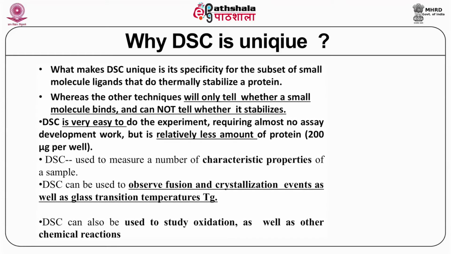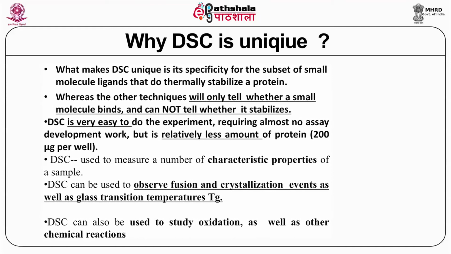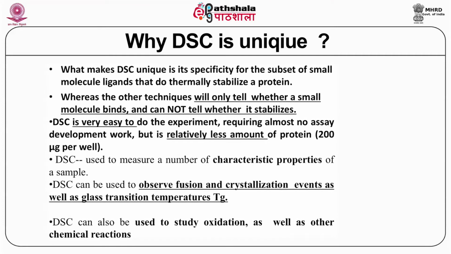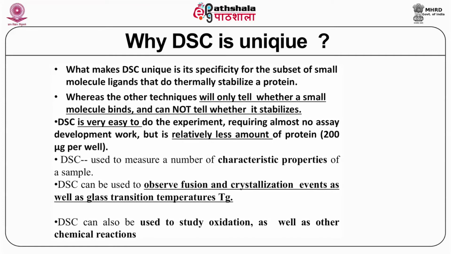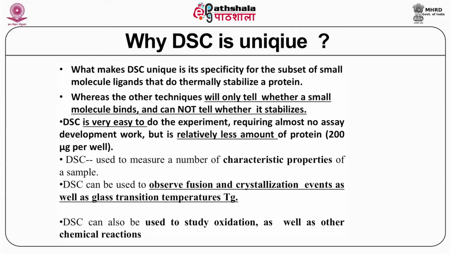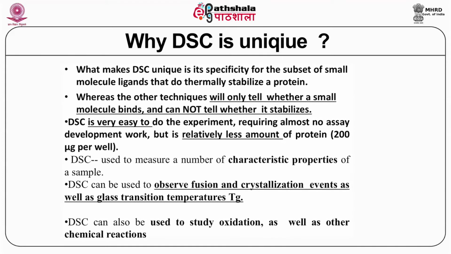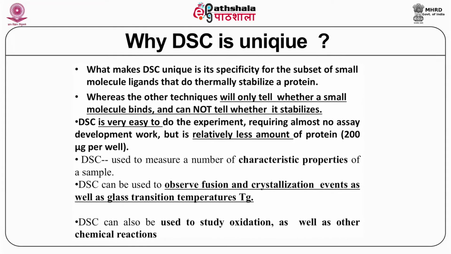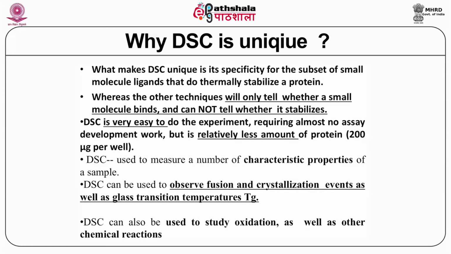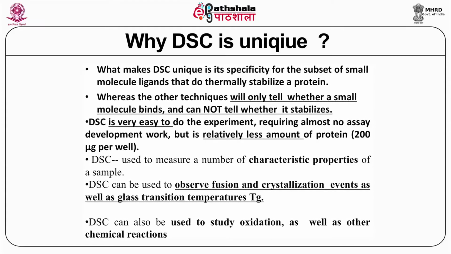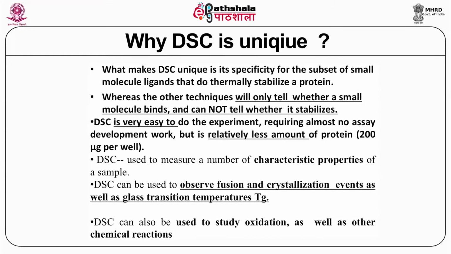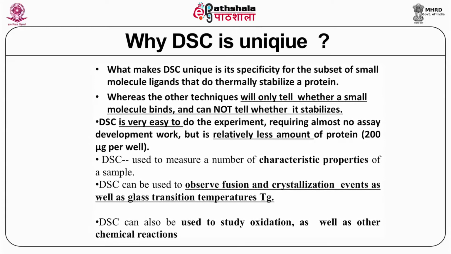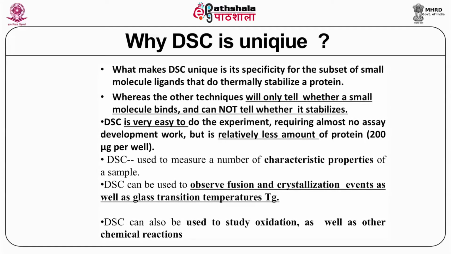The other one is that DSC is a very easy experiment to do as compared to ITC, because number one, it requires a very small amount of sample, and the concentration can be less than 200 micrograms per well. So, no different assay is needed, and it is also possible to measure a number of characteristic properties of the sample.